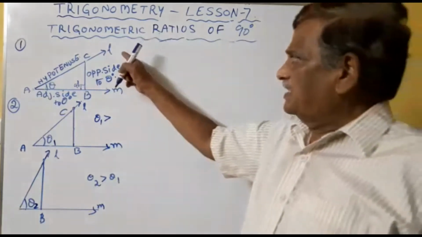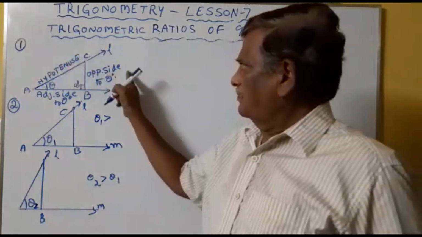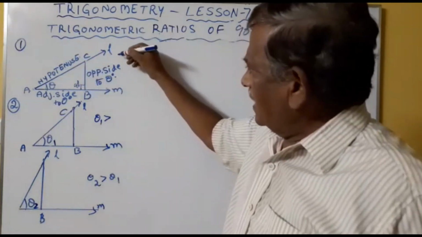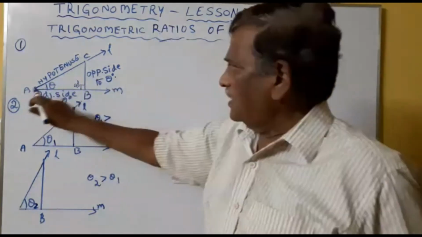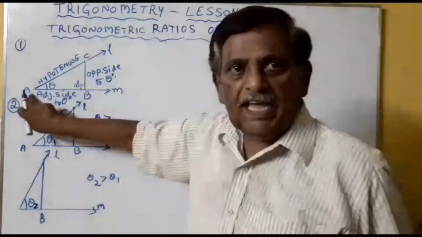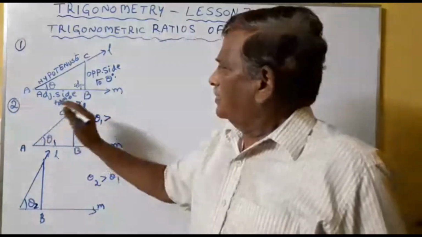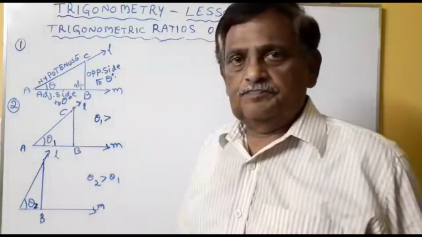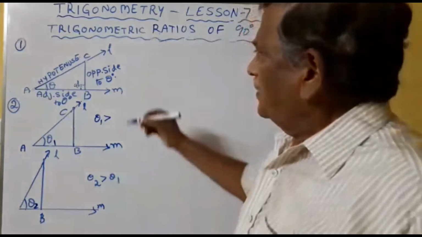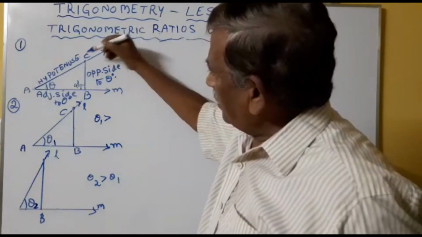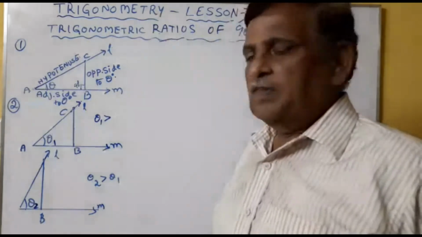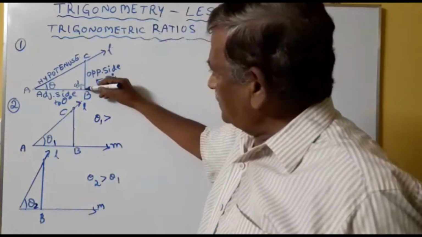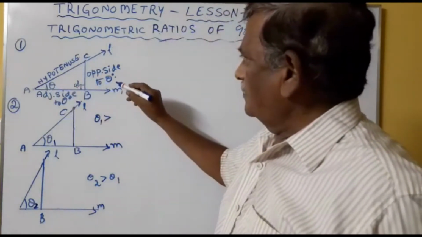For this, consider this diagram, the first diagram, in which L and M are two rays having common endpoint A. Let the angle between L and M be theta degrees. Take any point C on L ray and draw perpendicular CB onto M ray.